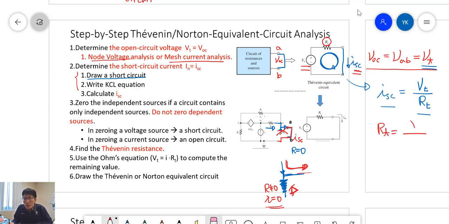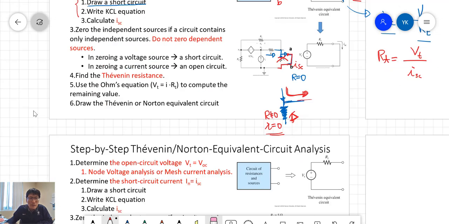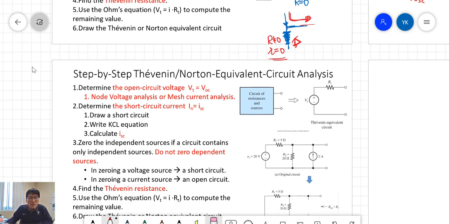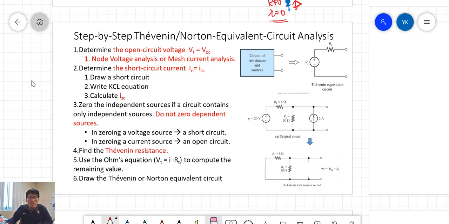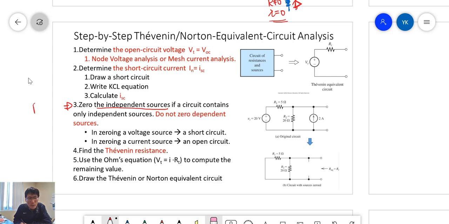Which means that R_T equals V_T over I_SC. Okay, and the next, another method is the zeroing method, zero independent source. So this way is to find the R_T, the Thevenin resistance.